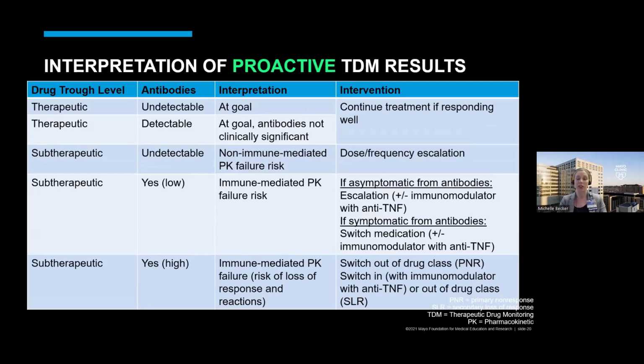If they're doing well, but they do have a subtherapeutic trough level and undetectable antibodies, I would be escalating with dose and/or frequency changes to ensure ongoing good response, as the patient would be at risk for secondary loss of response or antibody formation. If the drug level is subtherapeutic with the low level of antibodies, again, we can consider attempting to overcome them. But if they're either symptomatic from antibodies or have a high level of antibodies, then it would be important to switch drugs.